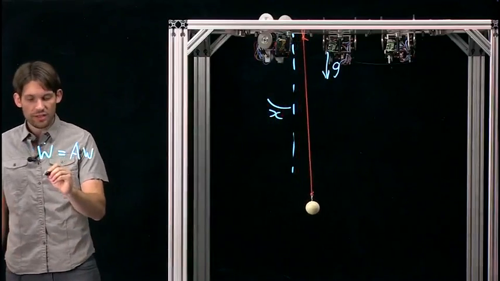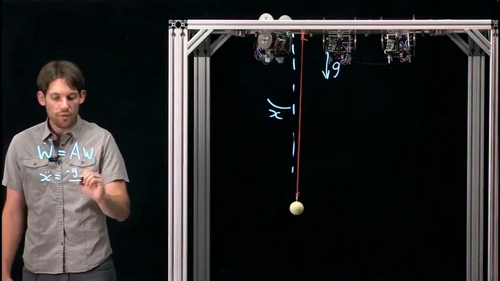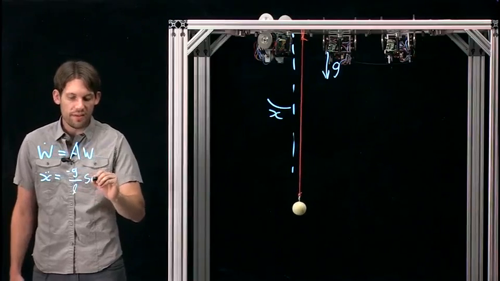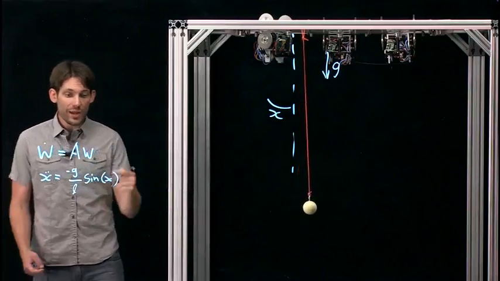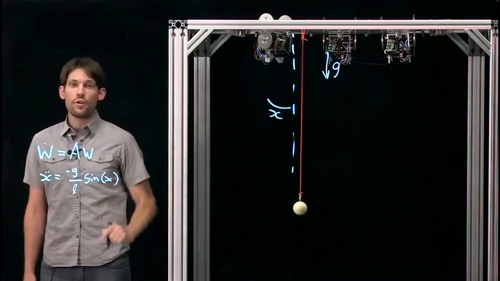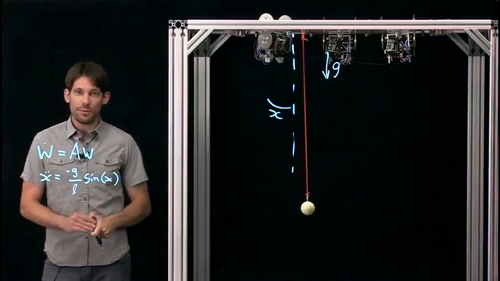Its differential equation is given by this. X double dot is equal to negative g over L times the sine of x. And it turns out that that sine makes it so we cannot put this equation into the form of this equation. So it's nonlinear. Now why are nonlinear differential equations a problem?